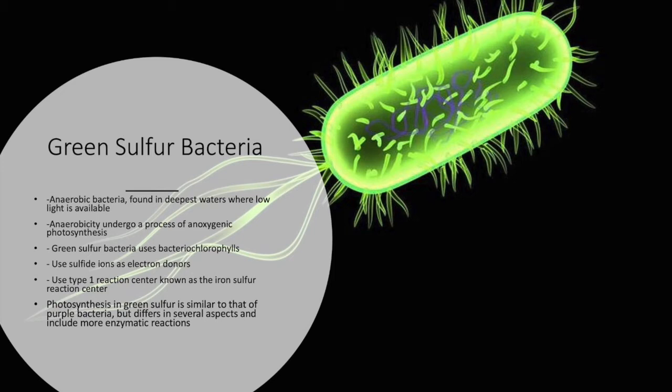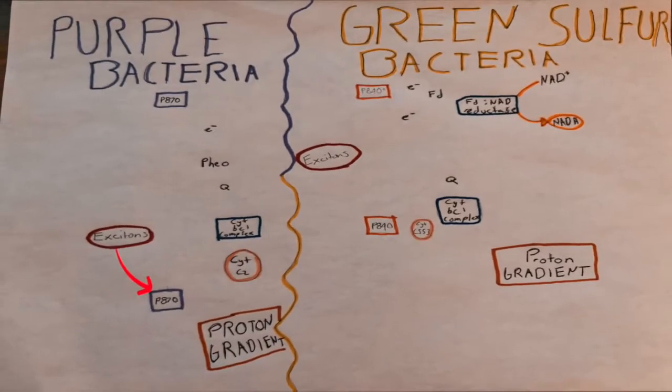Photosynthesis in green sulfur bacteria is very similar to that of purple bacteria, but differs in several aspects and includes more enzymatic reactions. The animation I have made will help explain the differences between green sulfur bacteria and purple bacteria and learn the mechanism of green sulfur bacteria.